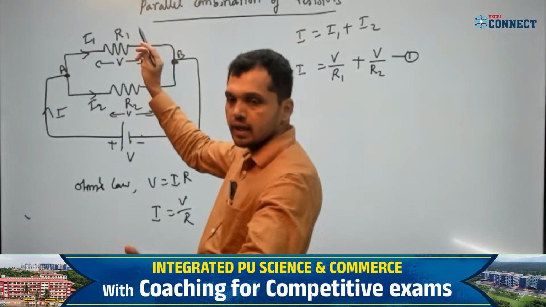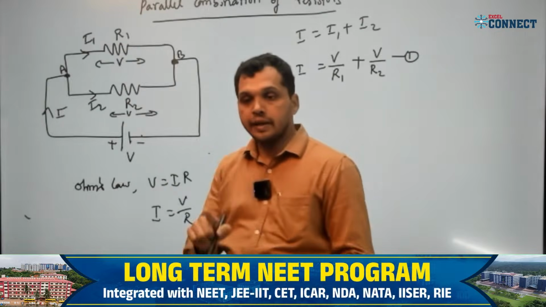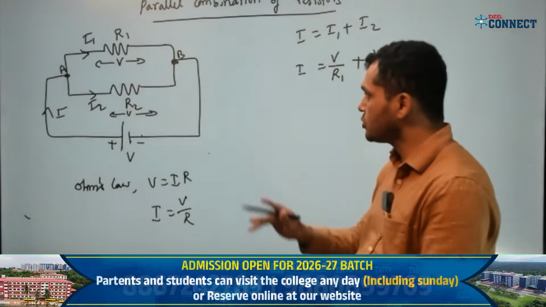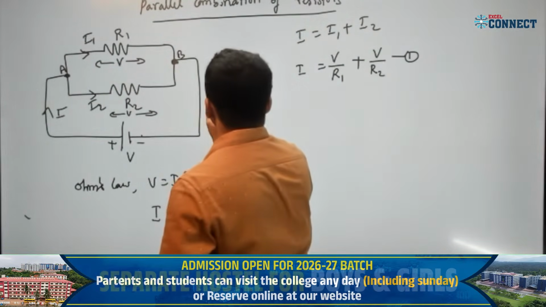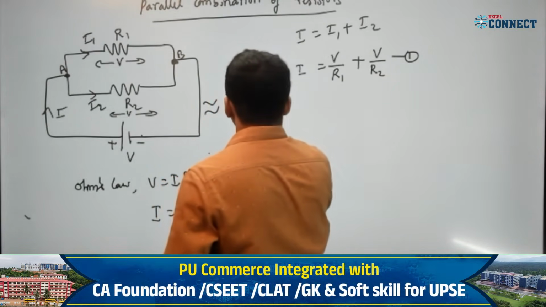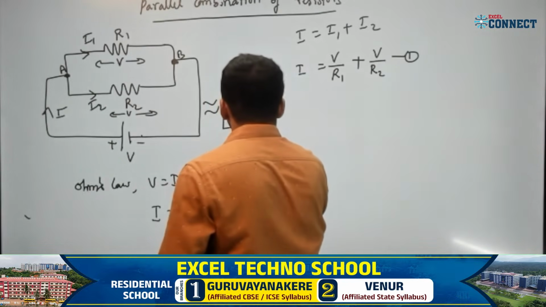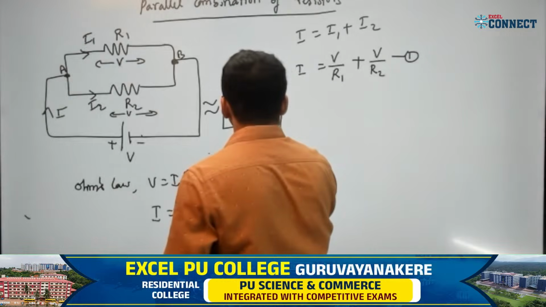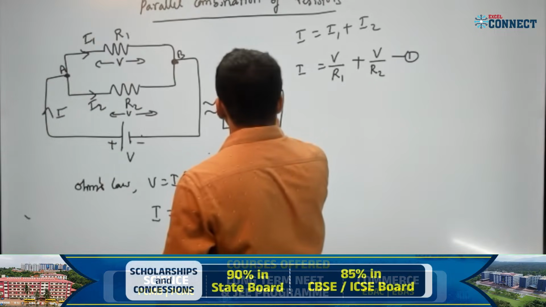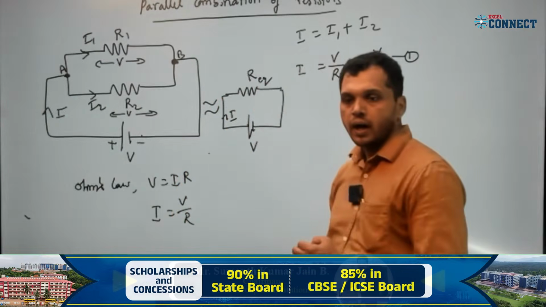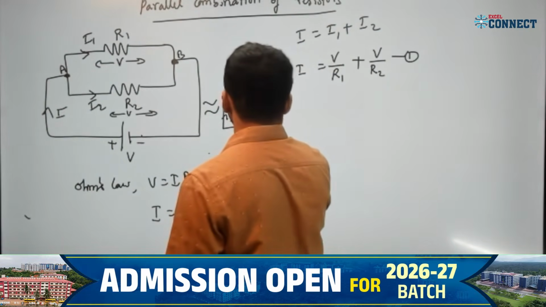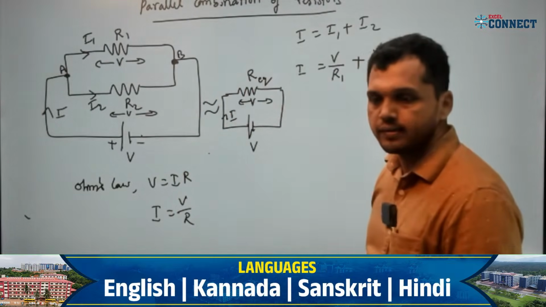Next, I have to replace this. What is my aim? The aim is to replace these two resistors with a single resistor whose value is the same as these two resistors. So I will replace this with an equivalent circuit with a single resistor, with the same battery V. Battery potential is V only. It sends the same current I. Resistance is R equivalent. Now what is the potential difference across this resistor? V only.